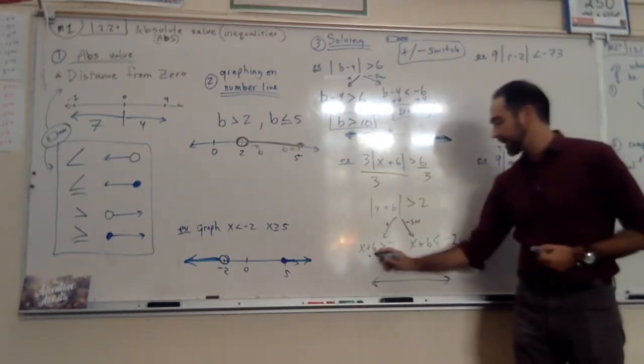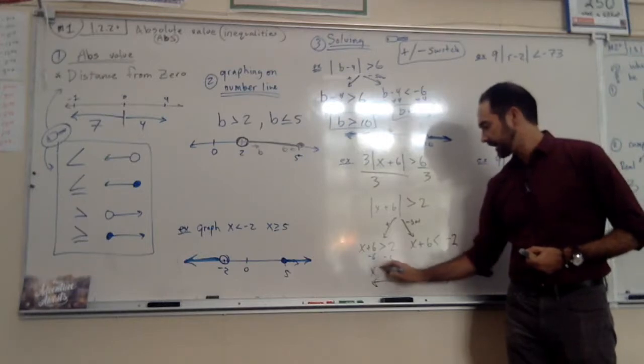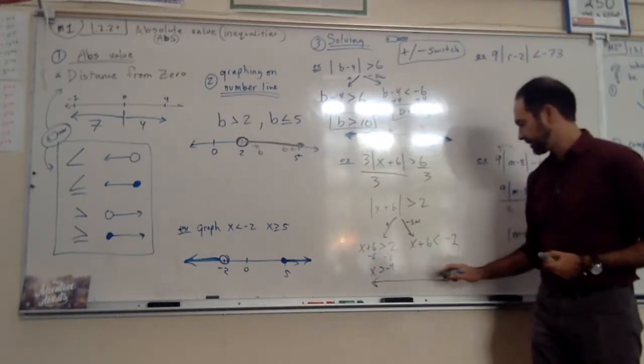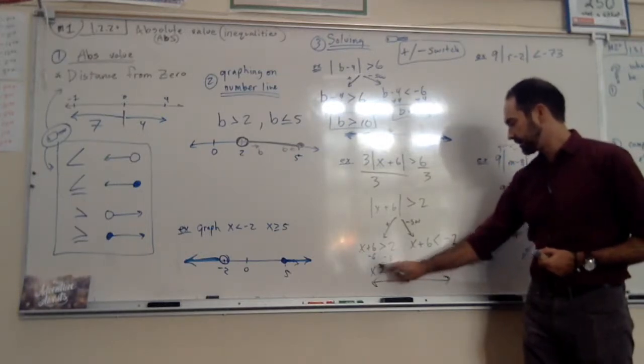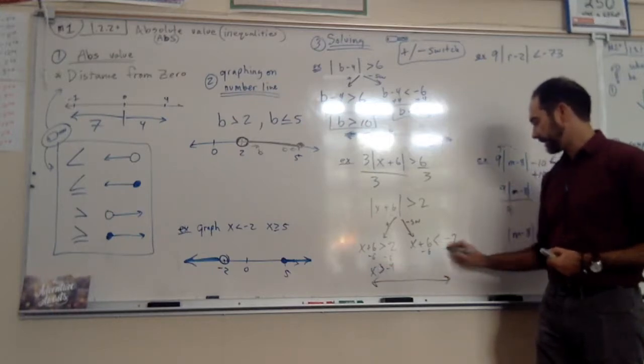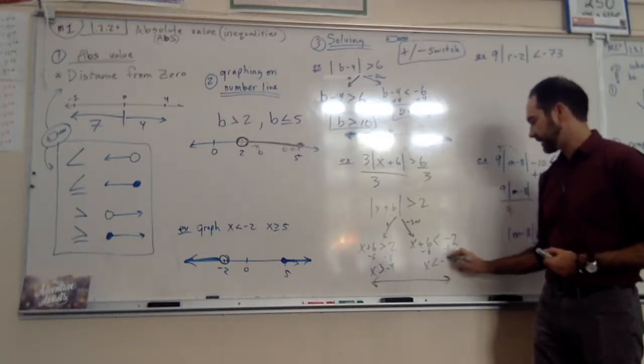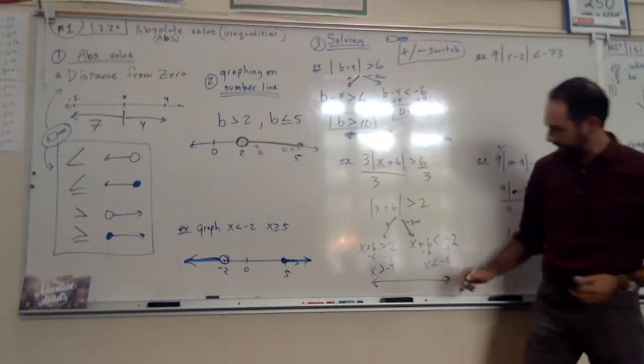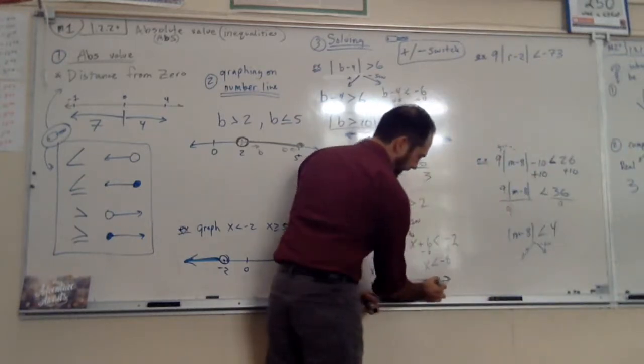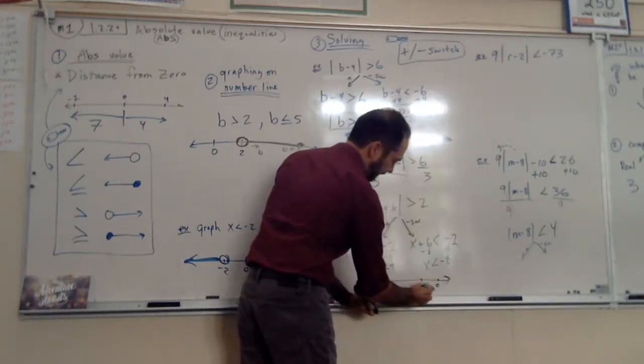Okay, subtract 6, subtract 6. X is greater than -4. Again, X is less than -8. Okay, let's put them in there. So, you can throw a 0 there for reference. -4, -8.